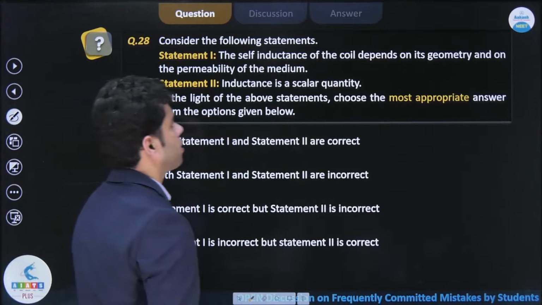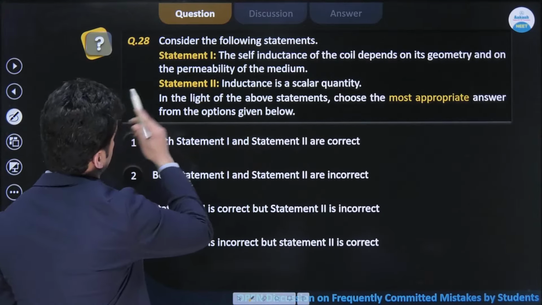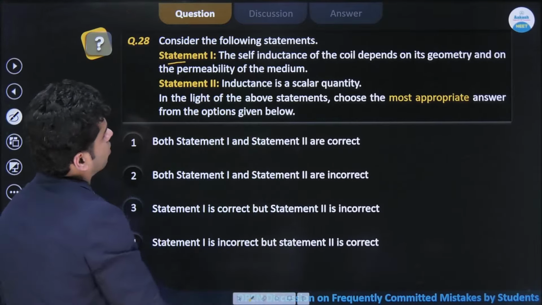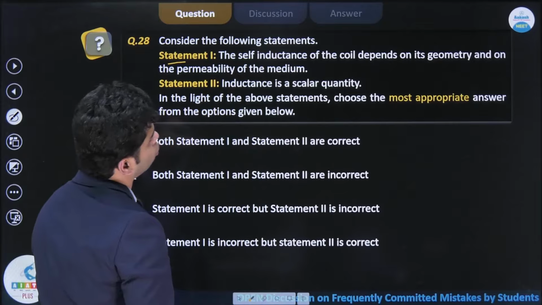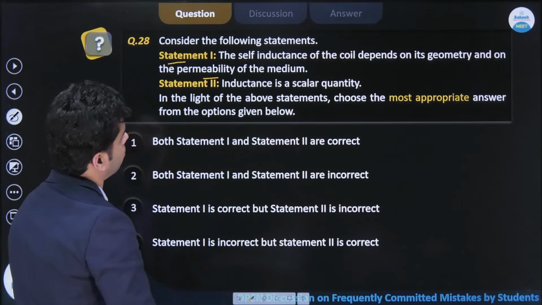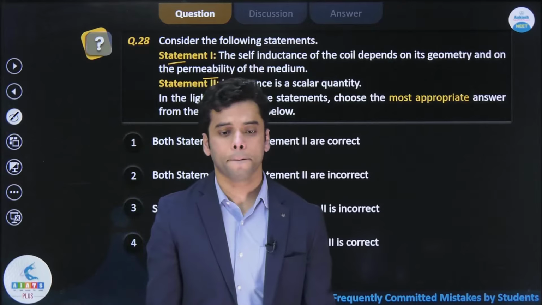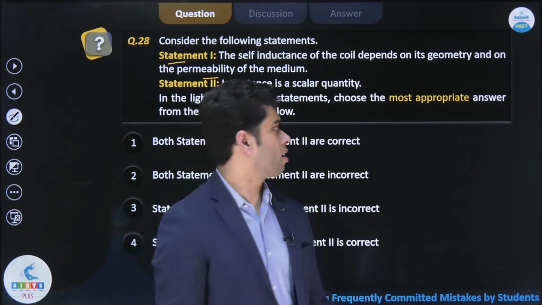It is a statement based type. You have been given two statements and you need to find out the correct. Okay, statement 1 says that the self inductance of a coil depends on its geometry and on the permeability of the medium. And the statement 2 says that inductance is a scalar quantity. Okay, so yes, inductance is a scalar quantity.